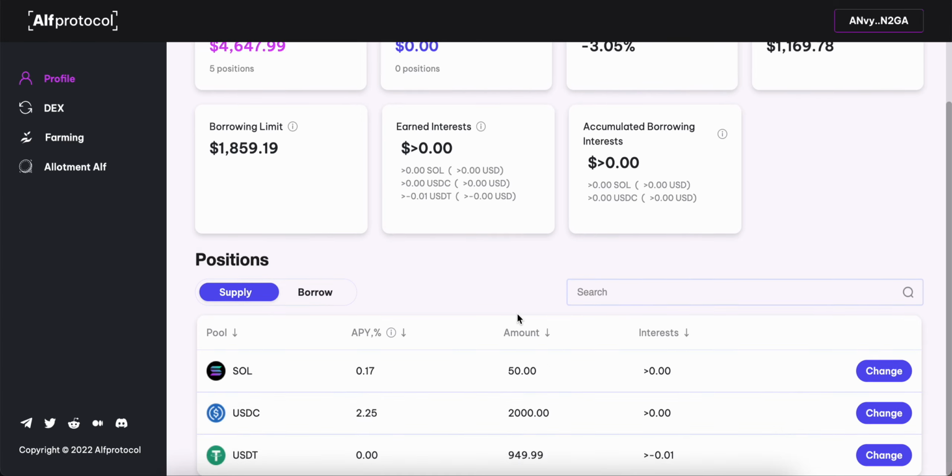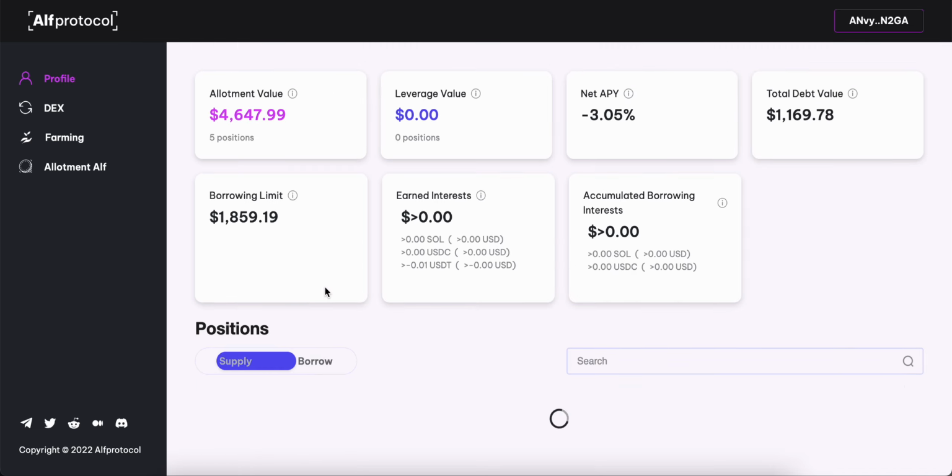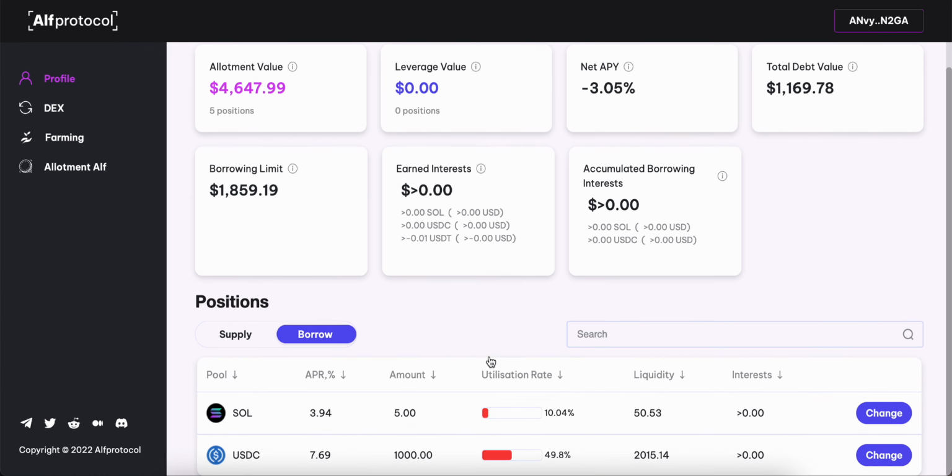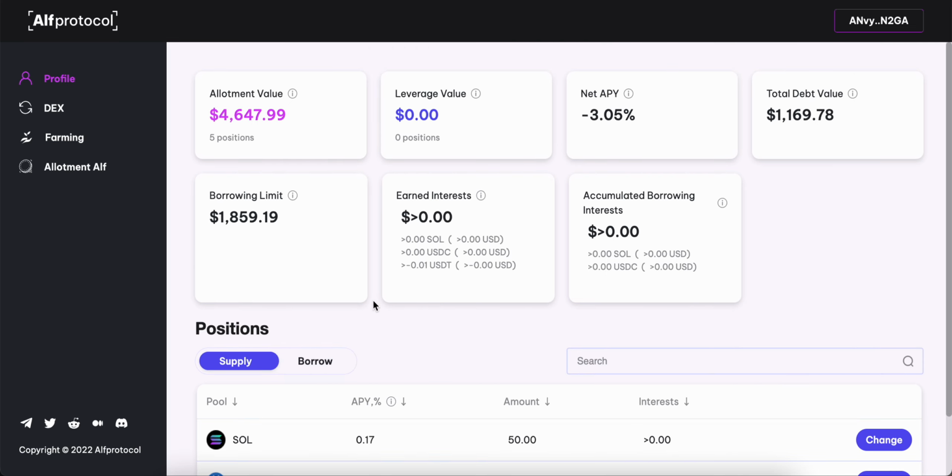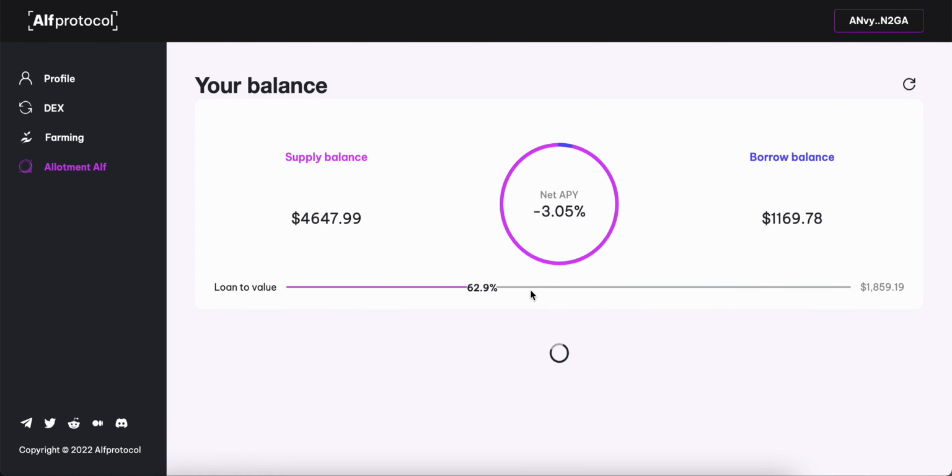And if you scroll a bit lower, you will also see your supplied positions in a simple window: Solana's APY, amount, and your earned interest. And if you move to borrow, you will see your borrowed information as well, which is also the pool name, the APR you are paying, the amount of debt that you have, the utilization rate of the pool, and the overall liquidity of the pool as well. So that's the profile, and that's the Allotment Alf.